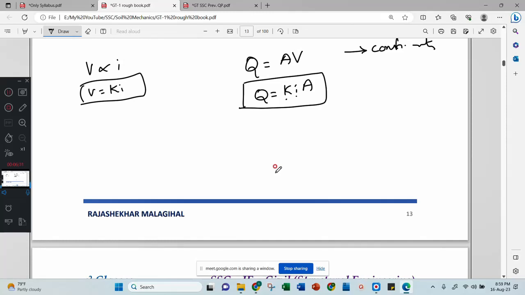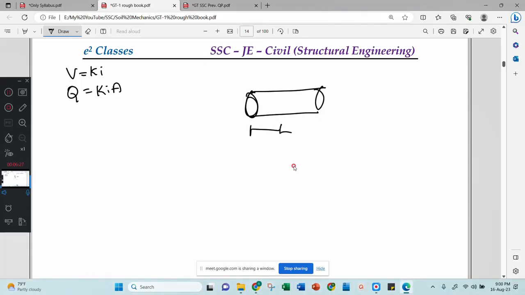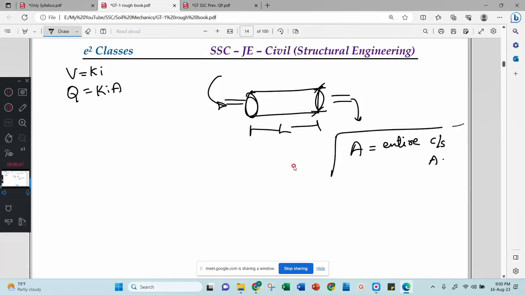Okay. Now, whenever we study this V equal to Ki or otherwise Q equal to KIA, we assume that the sample is like this. This is the area of the sample, this is the length of the sample, then we connect the pipe here, and the water will be coming out and the water will be entering here. But one big mistake we are making here is that we are considering the entire cross sectional area. We are considering A as the entire cross sectional area. But this is not actual.